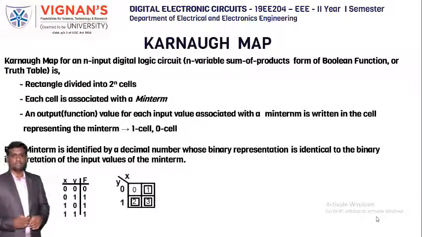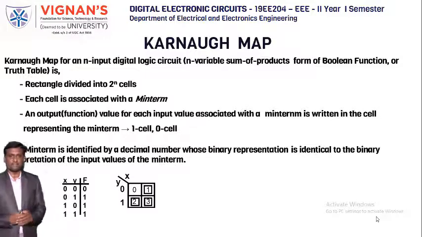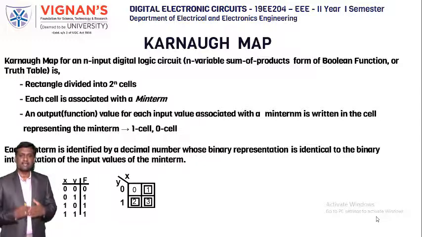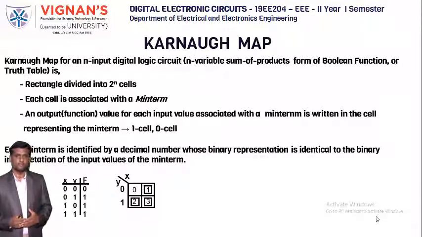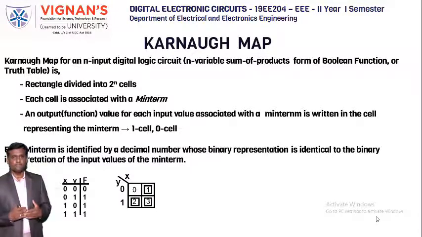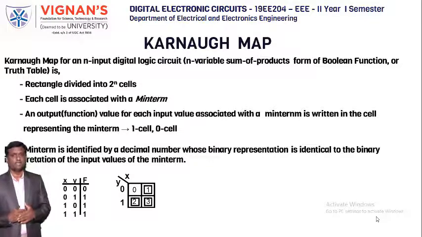So if you see the K-map representation with number of cells for the 2 variable, the number of cells are 4, because in the first step itself we have seen the K-map consists of 2 power n cells, where n represents number of variables.